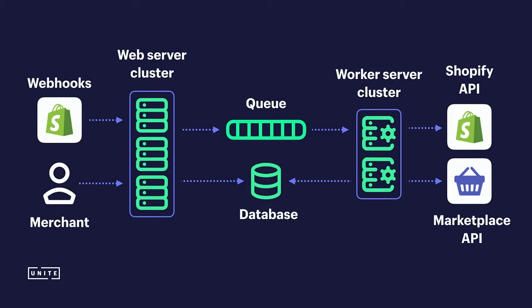This is what the new architecture looks like. It looks a bit scarier, but it's really quite simple. On the right-hand side, we have the worker server cluster, similar to the web server cluster we had before. And these worker servers are responsible for making all the API calls. Now, when you have a webhook coming in, instead of it making a direct API call, it instead queues a job. That job sits in the queue until a worker has free capacity, and then we process it.